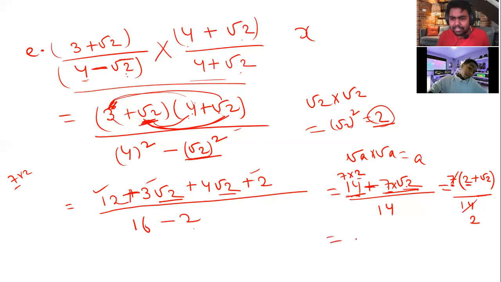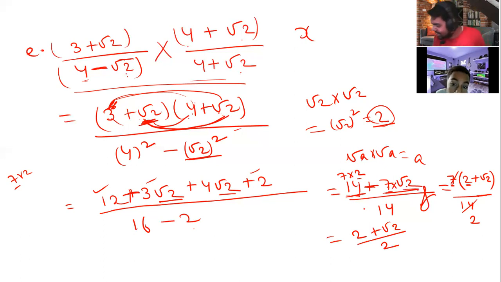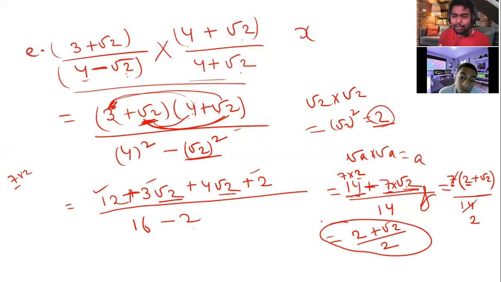So my final answer would be 2 plus root 2 by 2. If you give this answer also, I think they will give you the marks. But actually they are writing to write it in simplest form. So simplest form is this. Are you getting my point? Yes, you have to simplify. Now you understood how to solve this?